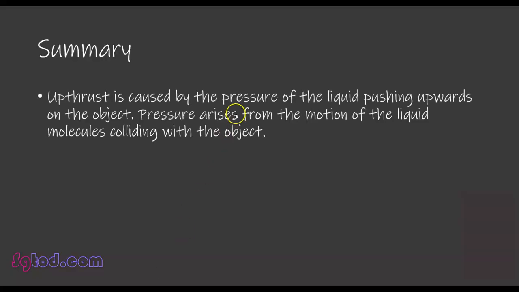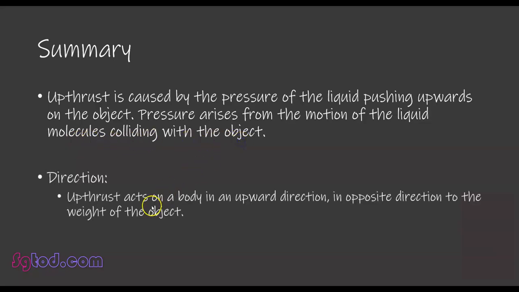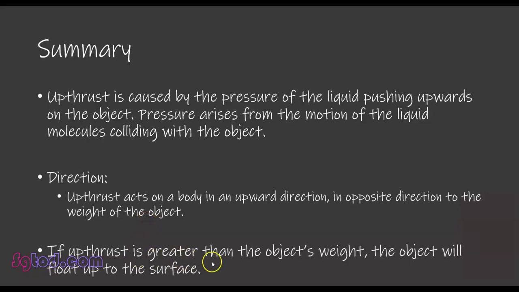In summary, upthrust is caused by the pressure of the liquid pushing upwards on the object. Pressure arises from the motion of the liquid molecules colliding with the object. Upthrust acts on a body in an upward direction, in the opposite direction to the weight of the object. If upthrust is greater than the object's weight, the object will float up to the surface.